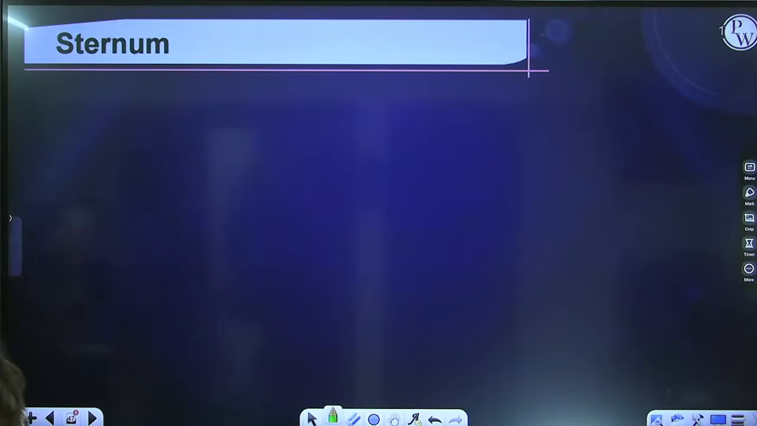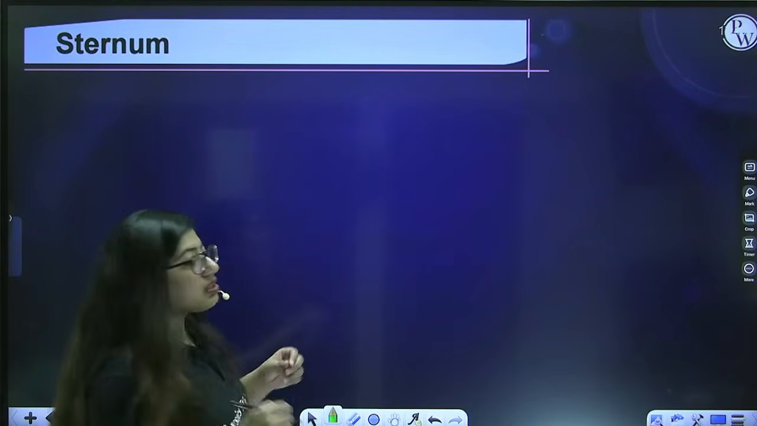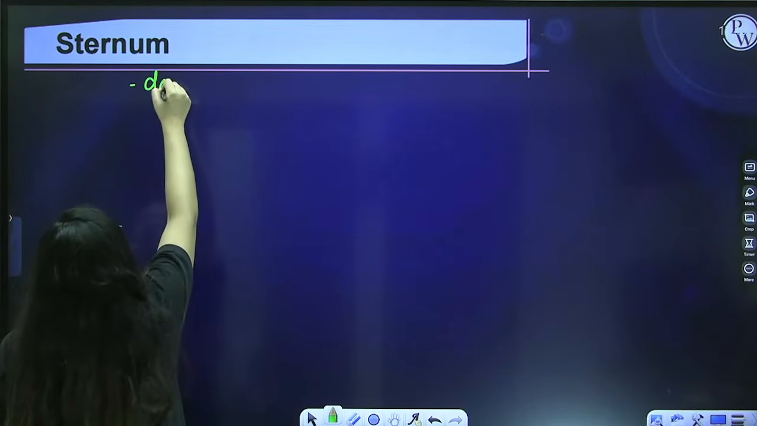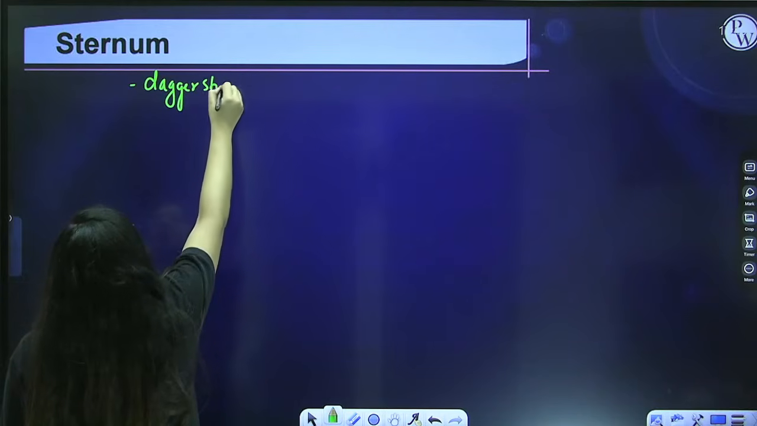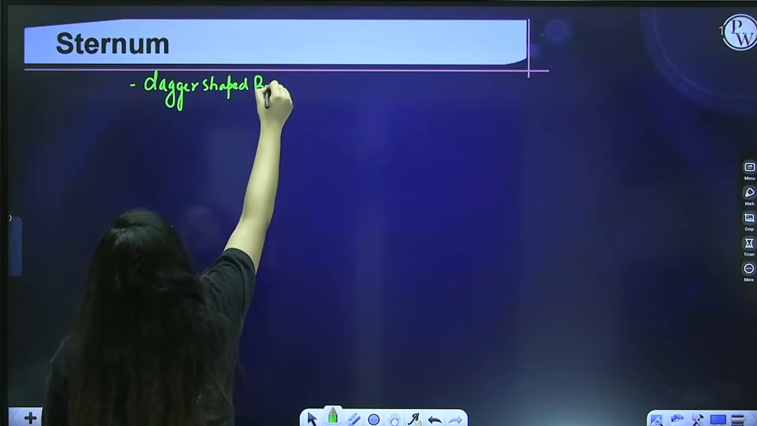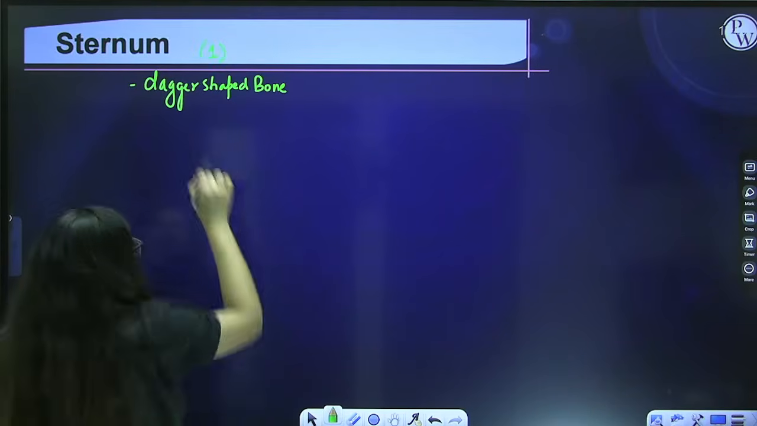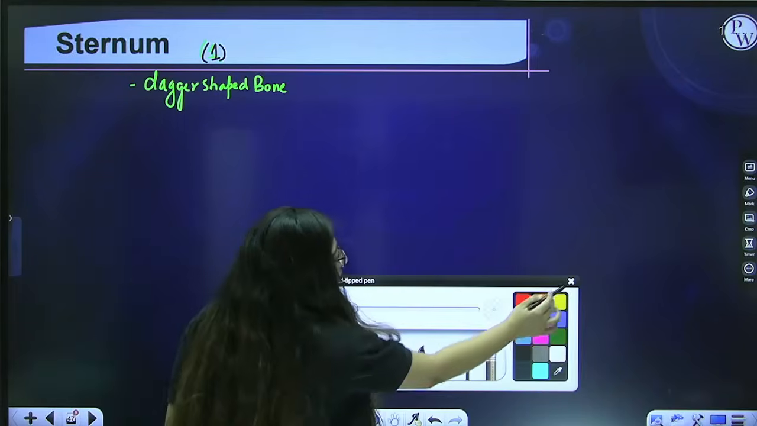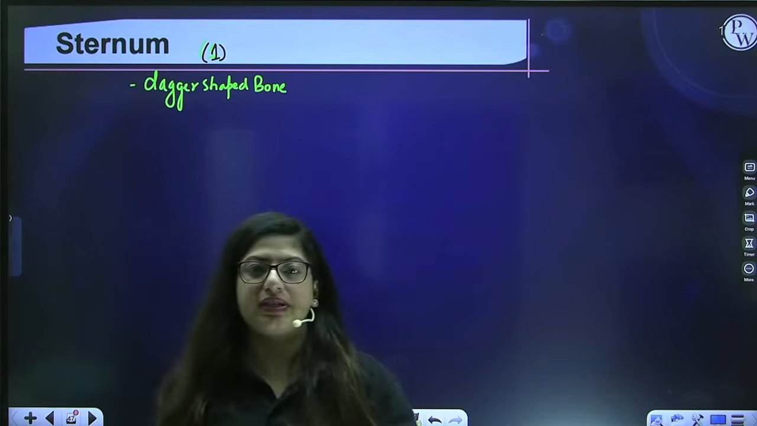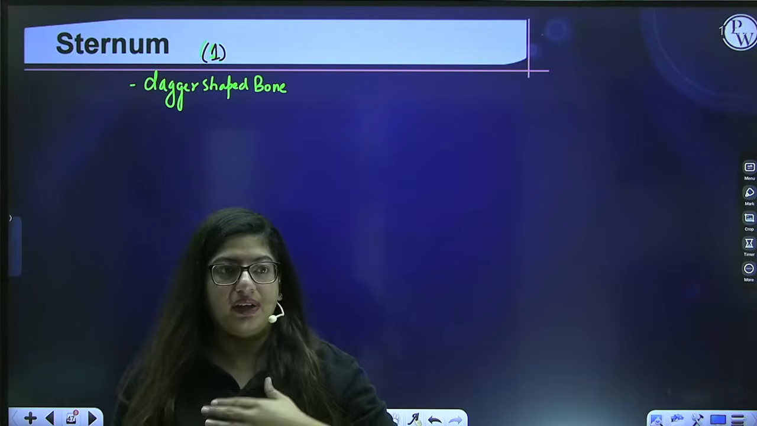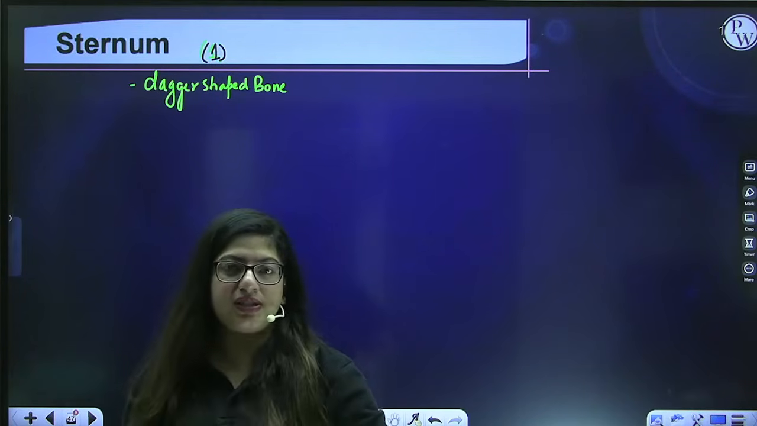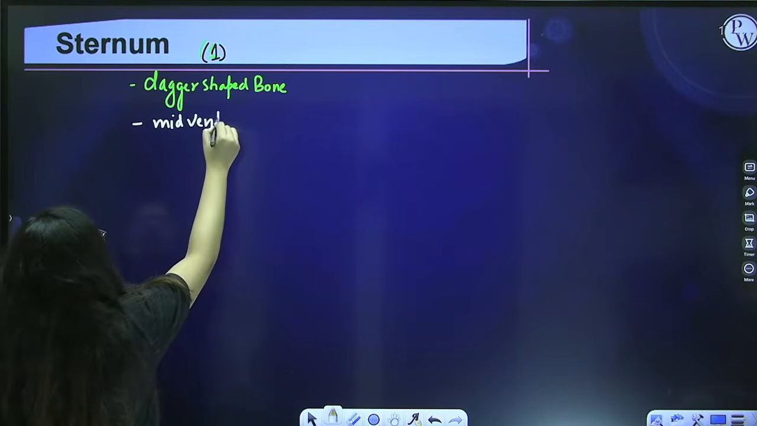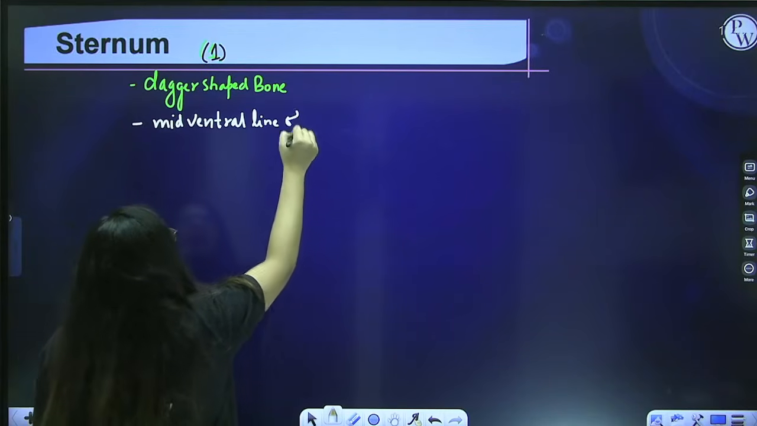Let's move further and talk about the sternum. The sternum is dagger shaped. Dagger means khanjar, right? It's a dagger shaped bone. It's single, just one. This is present in the center of the ventral side of the thorax. This is the dorsal side, this is the ventral side. It's present right in the center. Where is it present? Mid-ventral line of the thorax.